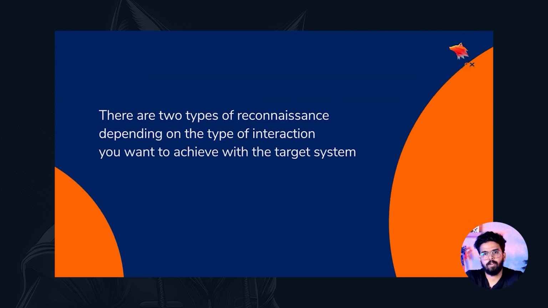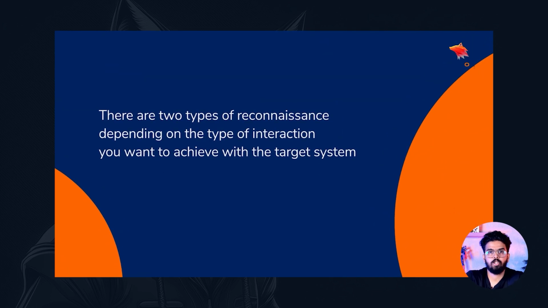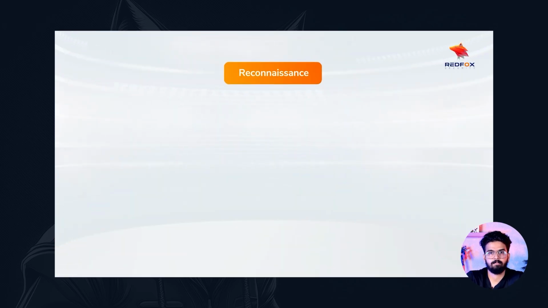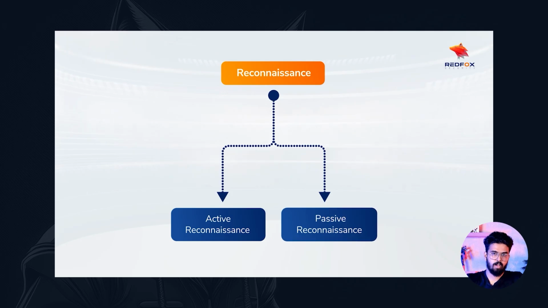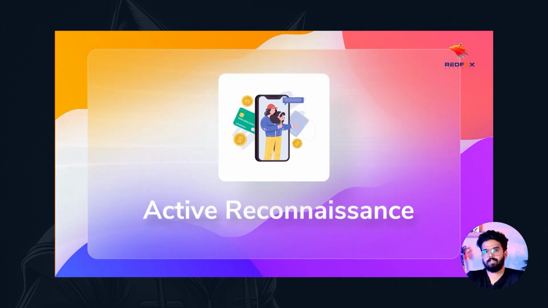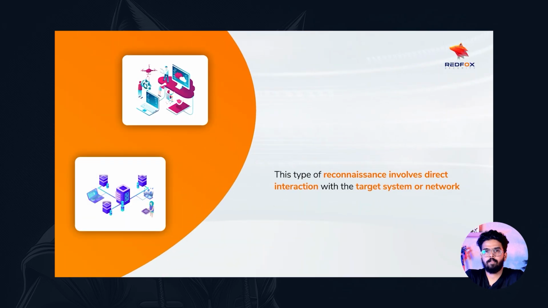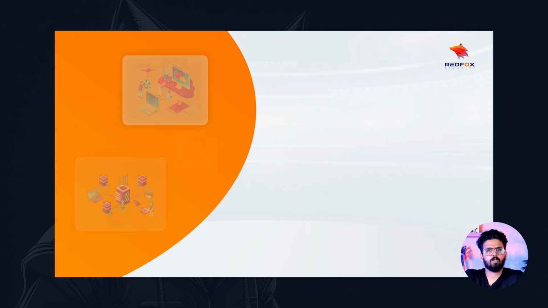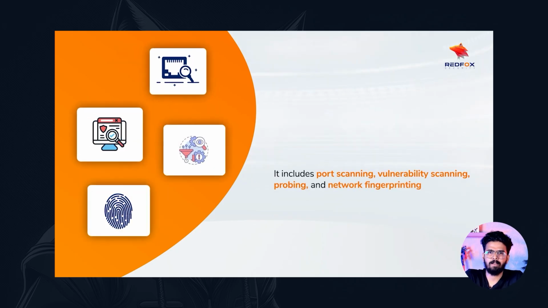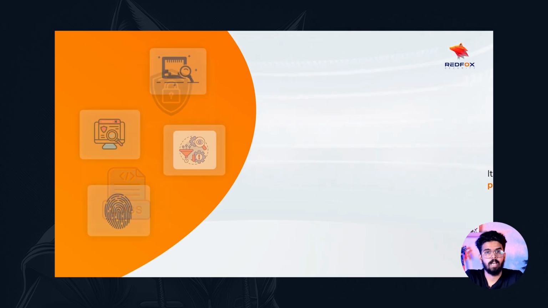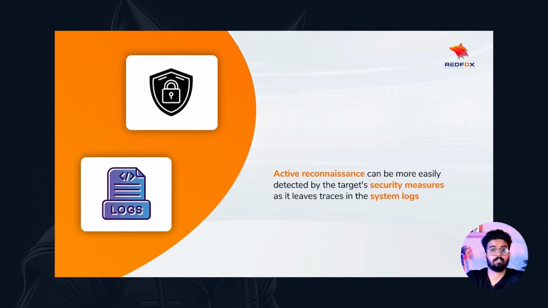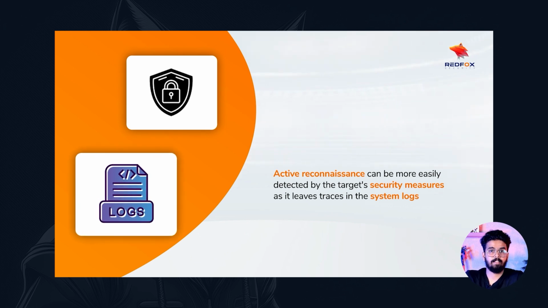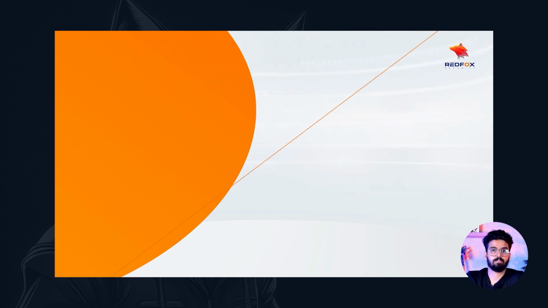There are 2 types of reconnaissance depending on the types of interaction you want to achieve with the target system: active reconnaissance and passive reconnaissance. So let's begin with active reconnaissance first. This type of reconnaissance involves direct interaction with the target system or network. It includes port scanning, vulnerability scanning, probing, and network fingerprinting. Active reconnaissance can be more easily detected by the target security measures, as it leaves traces in the system logs.